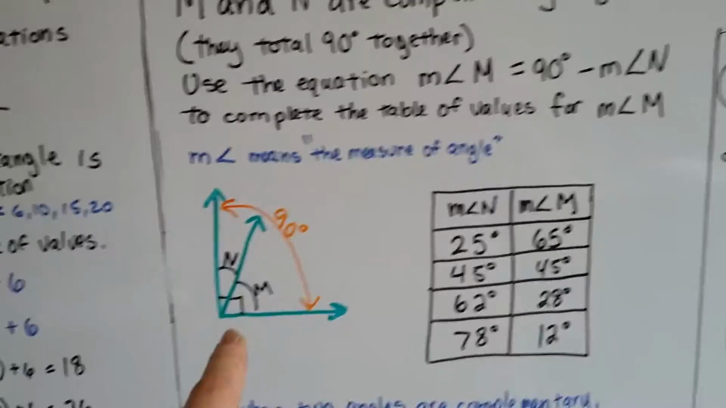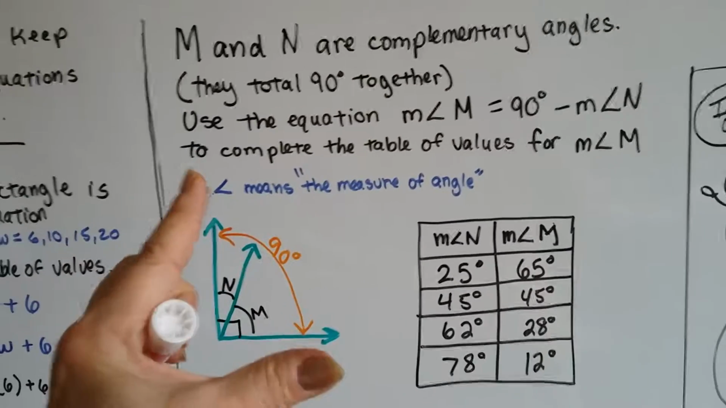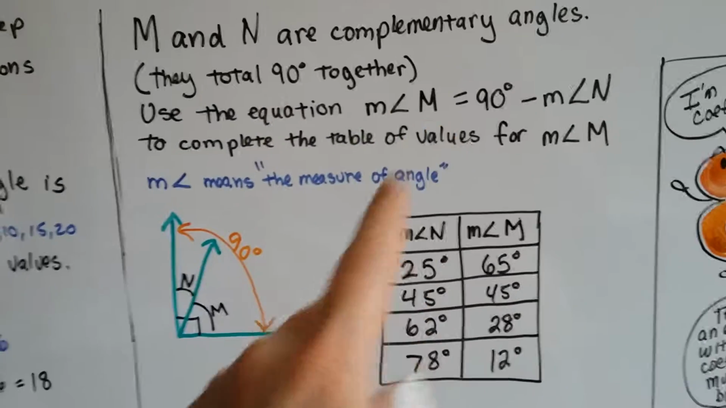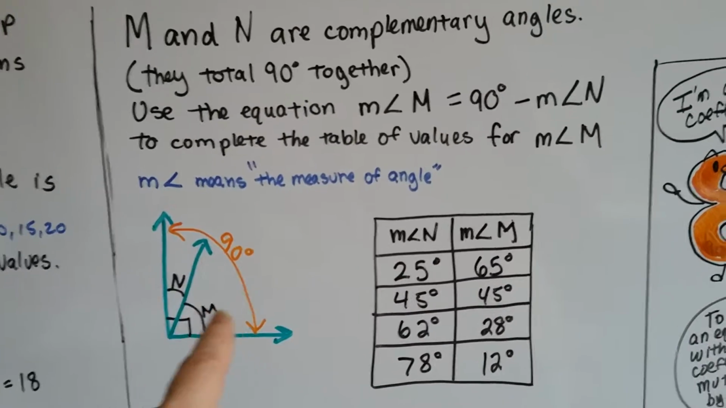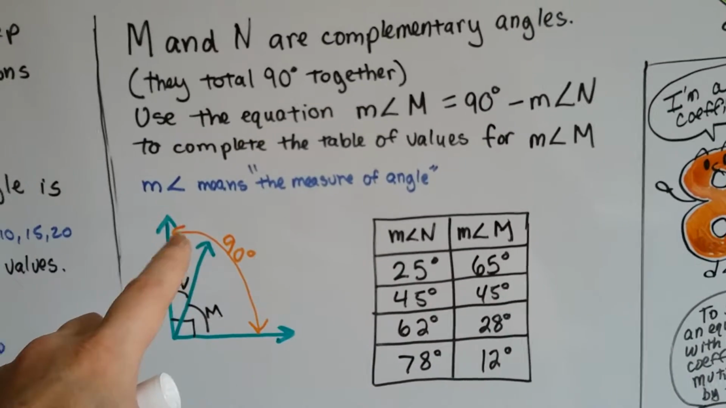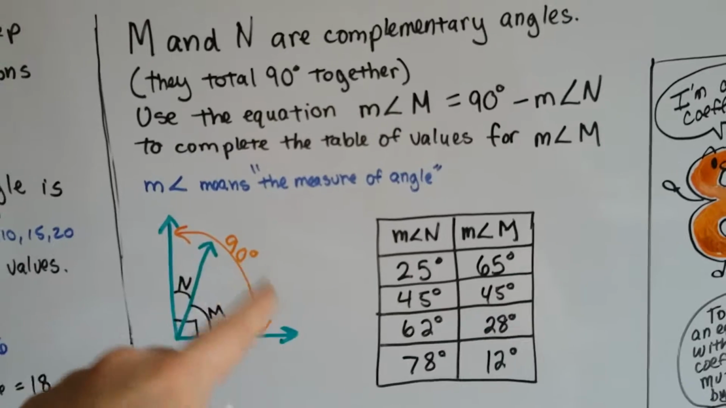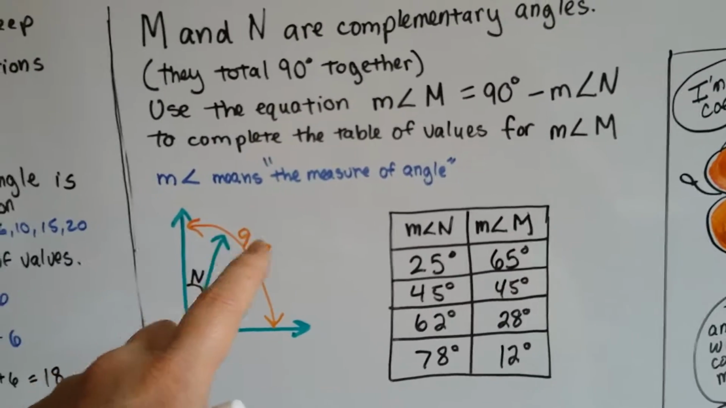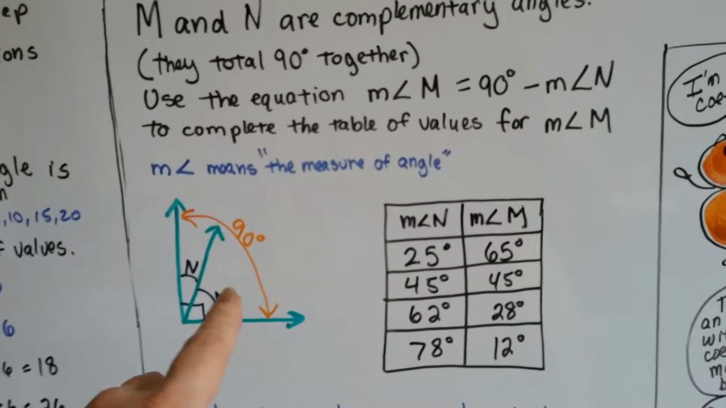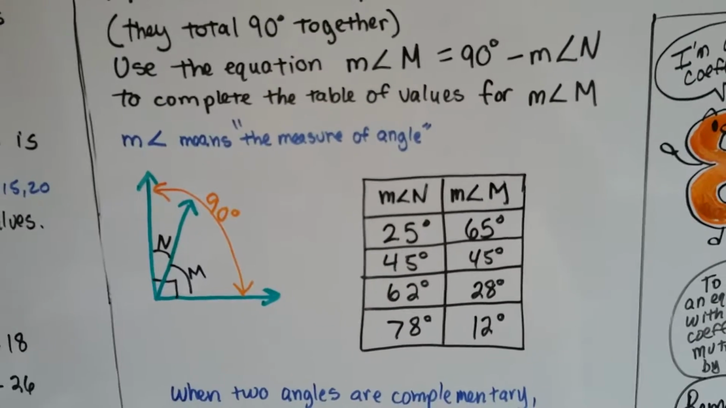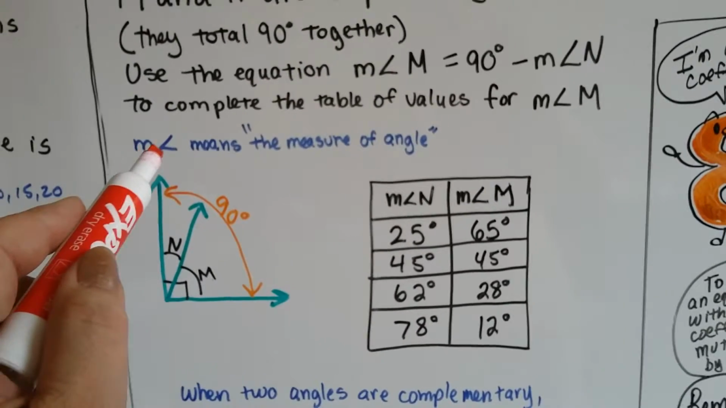So that's what we're doing in this one. M and N are complementary angles. They both total 90 degrees. So if we have the equation that the measure of angle M here is equal to 90 degrees minus angle N. See? Together they're 90. So whatever N is taken from the 90, what's left over is the M, see? So they want you to complete the table of values for the measure of angle M. So this little m means measure, and this means angle, okay?